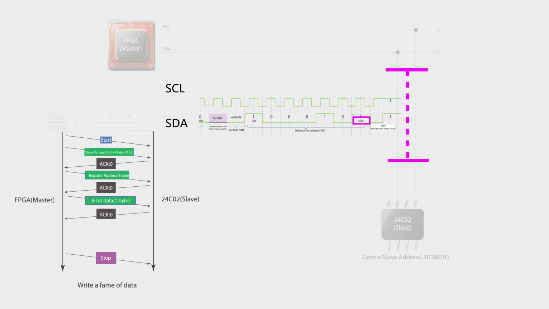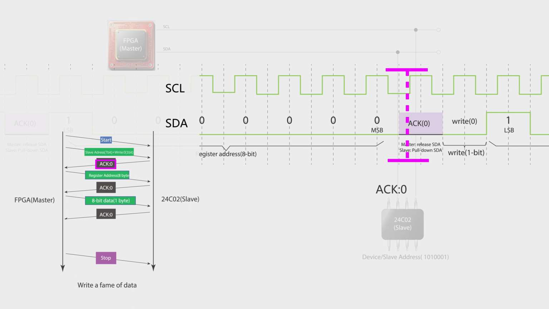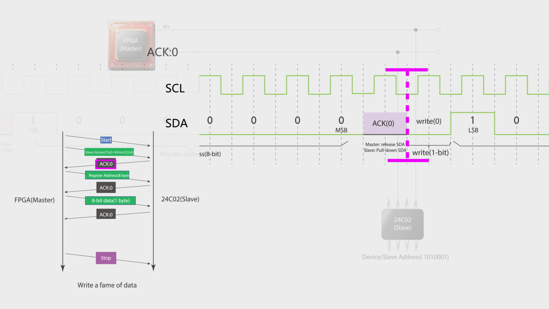Each byte transmitted on the data line must be followed by an acknowledge bit, ACK. The receiver of the data, here the slave, generates an acknowledge signal to indicate that the data byte was received successfully, and the receiver is ready to receive the next data byte. The mechanism to achieve the ACK is that the master releases the SDA line and the slave pulls down the SDA line, since the SDA line remains high level by default.